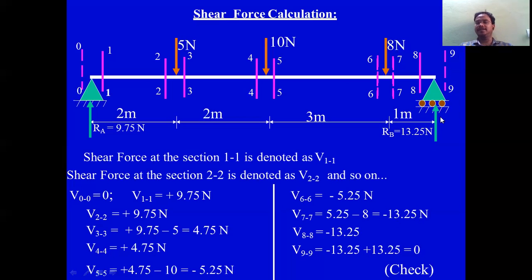Or you can see from the right side, 13.25 upward, and you have no force here in this section. At 7-7 or 8-8 there is no downward force. So in the DE section, only the upward force, that is 13.25. So it is negative.